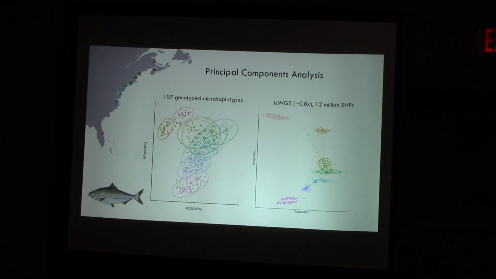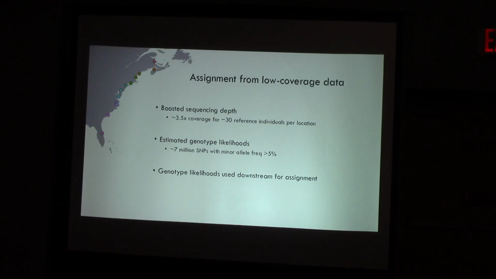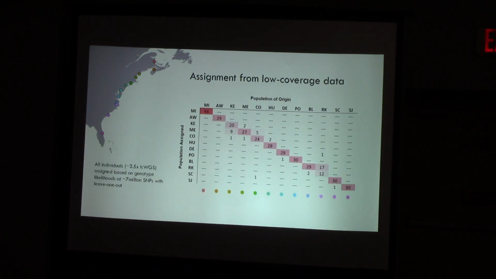The reason why we didn't go there in the first place was that when we started out this work, there's a whole toolbox, lots of software to do genetic assignment, but they all require called genotypes. We didn't really have the tool to work directly with this low coverage data. But fortunately, colleagues Matt DeSaix and Eric Anderson in the meantime developed the algorithms and the software to be able to use these low coverage data, where we can incorporate the uncertainty about genotype calls directly into assignment testing. So we implemented that, and boosted our sequencing depth just a little bit.